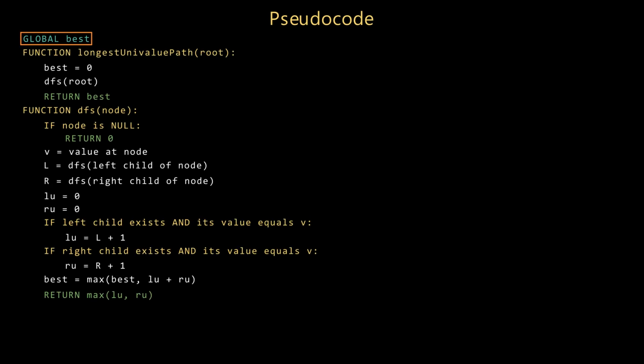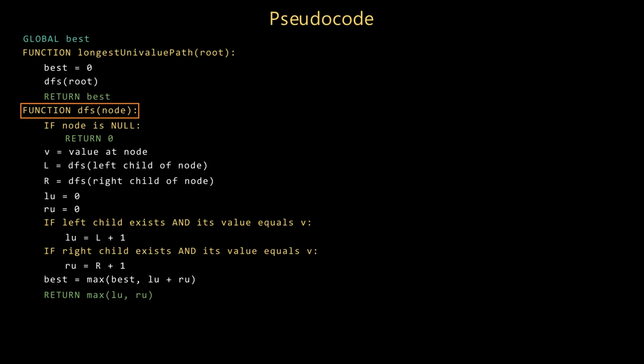One shared integer best tracks the longest Univalue path in edges; every DFS call reads and writes it. Public entry: given the tree root, return that best length. Reset best to 0 before the walk. Start depth first search from the root. Return best to the caller.